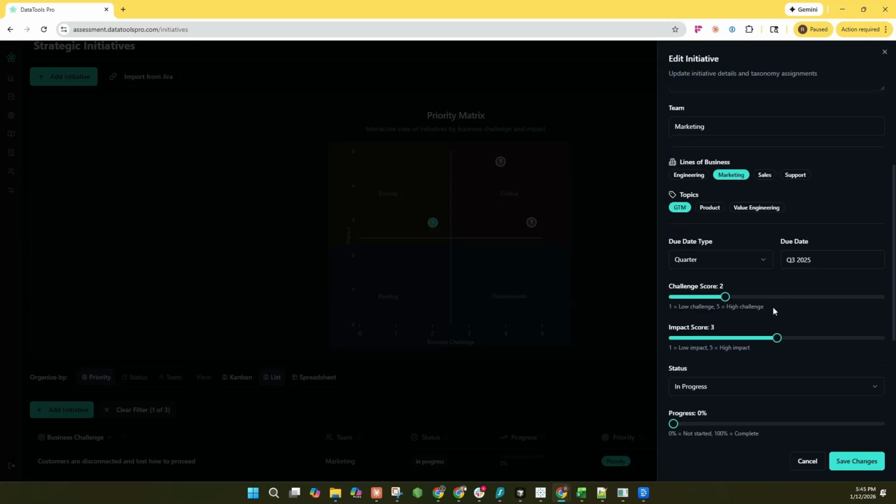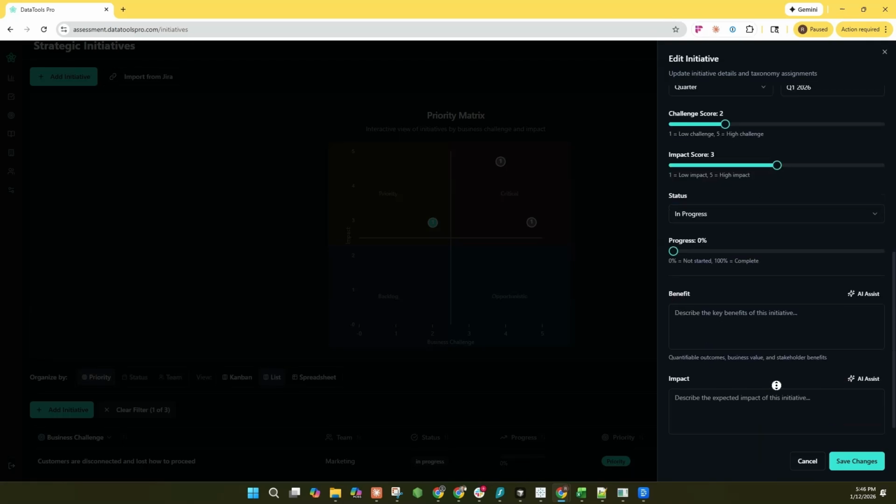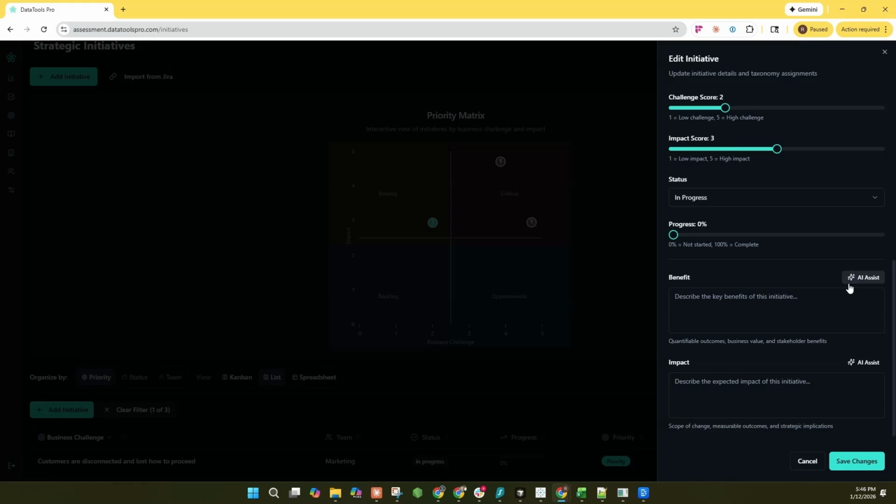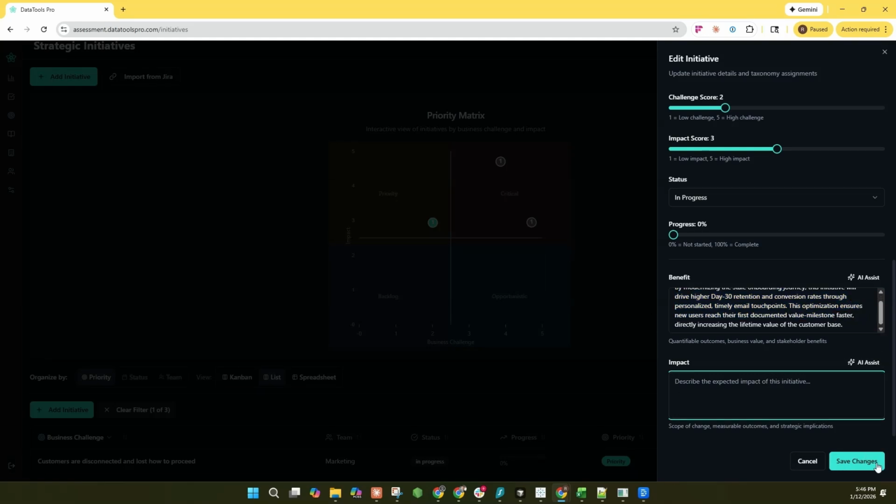It's go to market. We set a due date. When are we going to get this done? And then I can set the status and progress. And if I want to use AI Assist, I can indicate the benefit. This is where I get to lean on AI to further refine, same thing, impact, benefit.